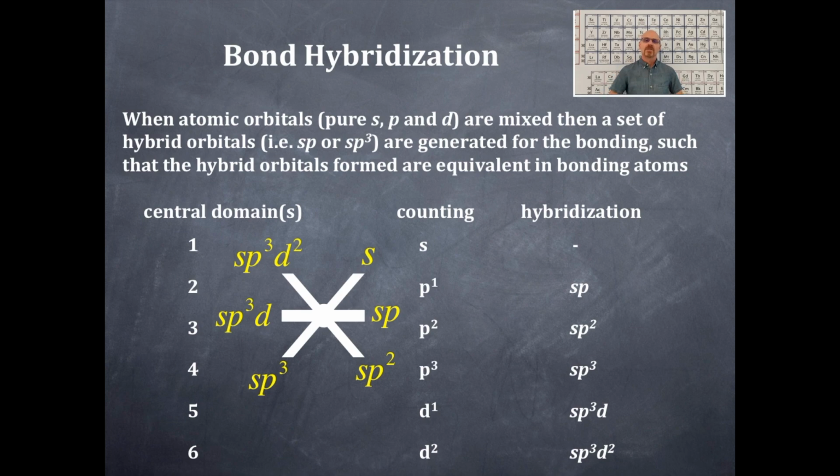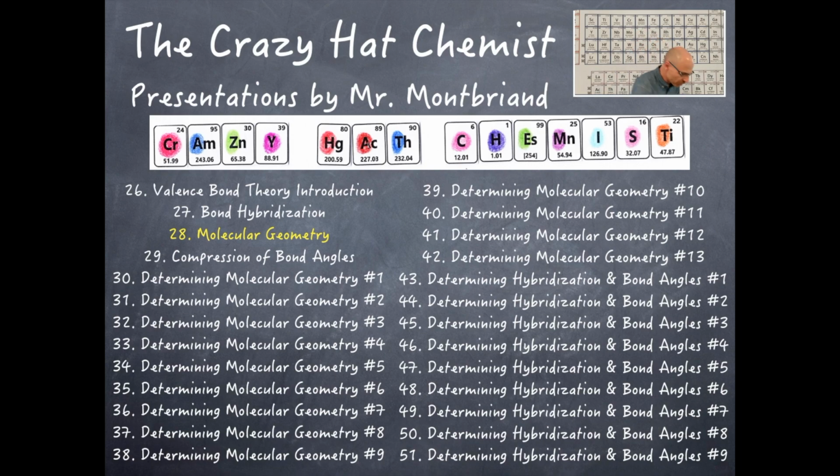Make sure you look at some future videos to see how we are actually going to apply this bond hybridization. It's just counting up the domains around the central element. Those domains can either be bonding to another element, or non-bonding lone pairs around the central element, not around the outside elements.